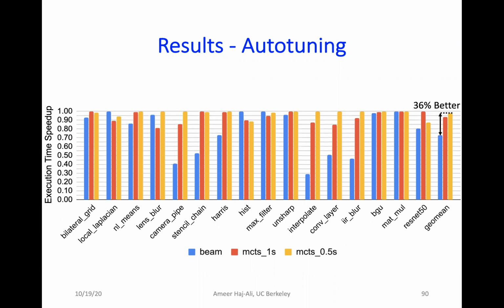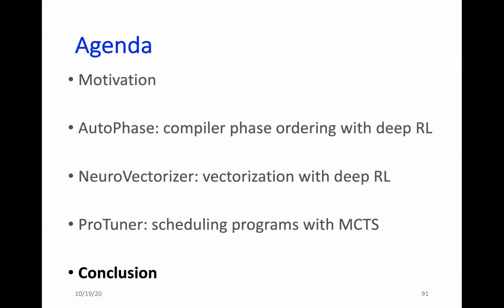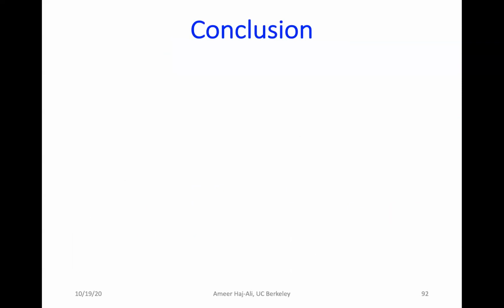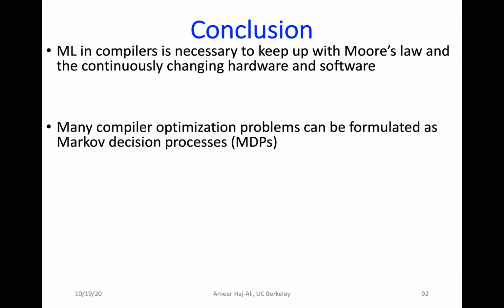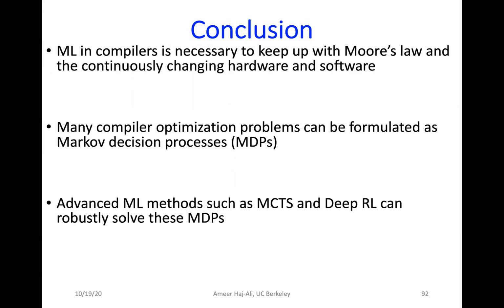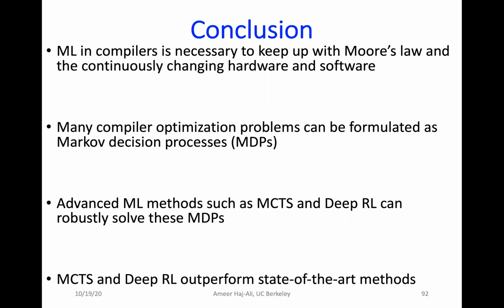And with that, I want to conclude my talk. So the TLDR of this talk is that ML and compilers, mainly deep RL and MCTS and algorithms like that, is necessary to keep up with Moore's law and the continuously changing hardware and software. I showed you how we can formulate many compiler optimization problems as MDPs and solve these MDPs with MCTS and deep RL. And we showed that MCTS and deep RL outperform state-of-the-art methods.